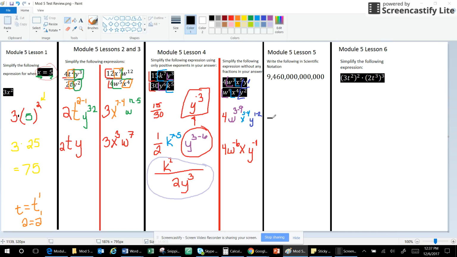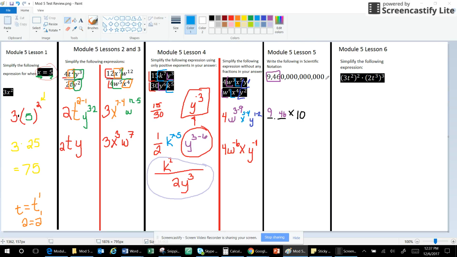So we should be thinking that scientific notation always looks like this. We have one digit, point, and then whatever's left over, times 10 to some power. So if we look at this, I'm going to stop when the zeros hit. I see I have 946, so 9, and then 46 is the decimal, so 9.46.